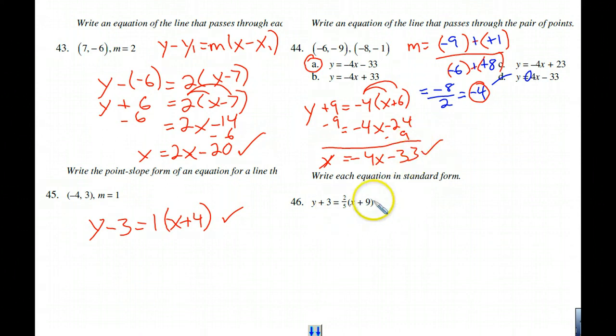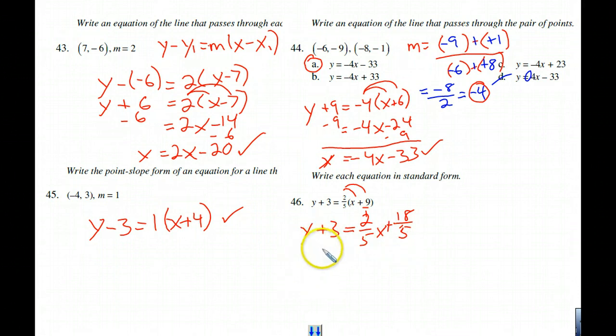46 asks for standard form, which is not typical, and you won't need to know that on the final. But just for practice, let's go ahead and write it in slope-intercept form, y equals form. So let's distribute. 2/5 times x is 2/5 x. 2/5 times 9, or 9 over 1, would be 18. 2 times 9 is 18. And 5 times 1 is just 5.